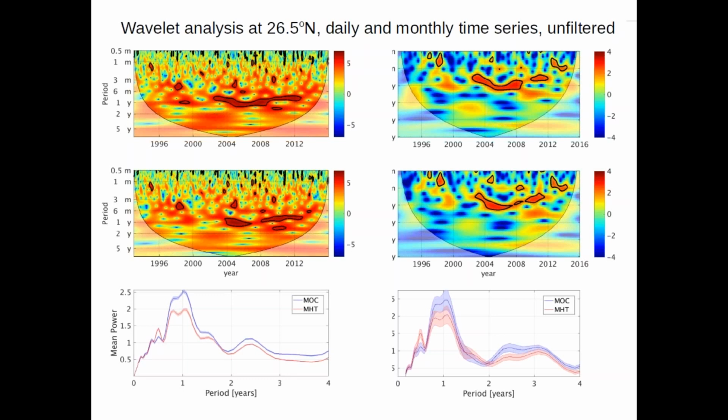They're both at the same latitude. Just here, because it's monthly, you get a little bit larger standard error, and here it's daily, so you get a much smaller standard error.